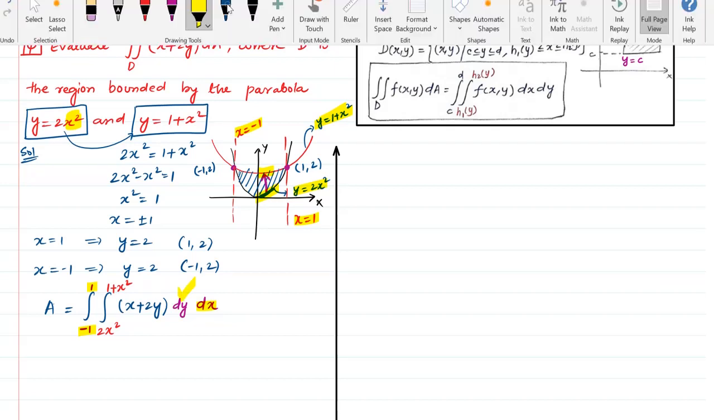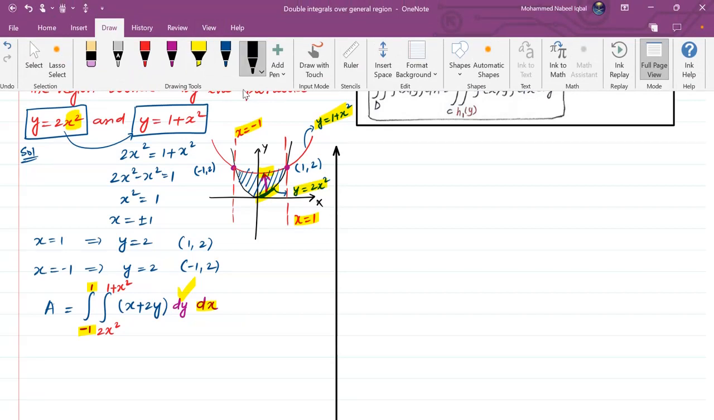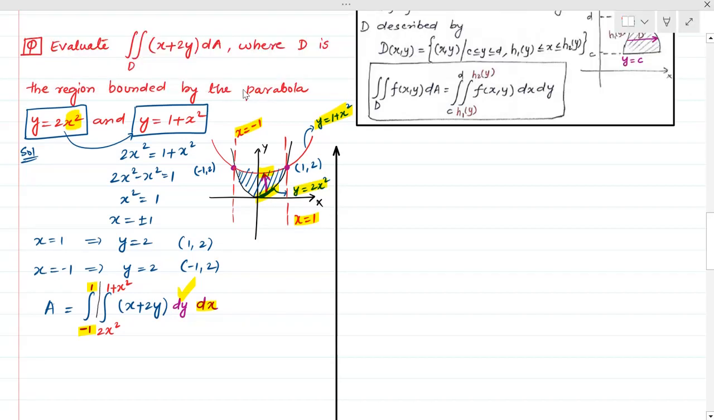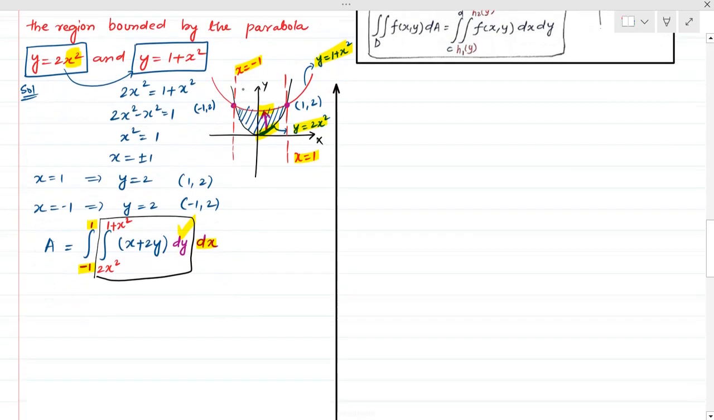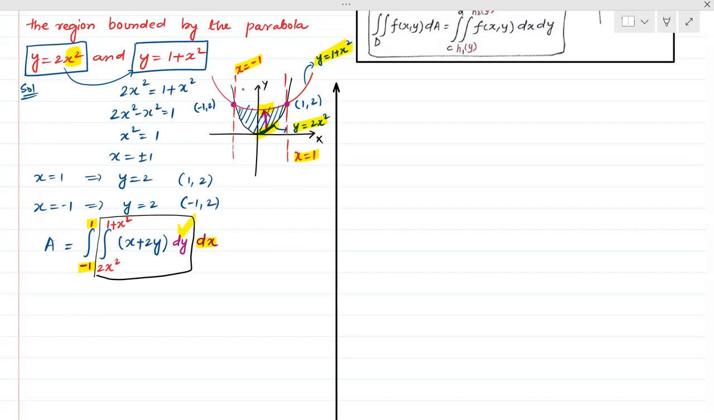After that, evaluating this integral. So how will you evaluate this integral? First, you have to go with the innermost integral. After that, we have to go with the outermost integral. So what is the innermost integral here? So with respect to y, so here xy plus 2y square over 2.